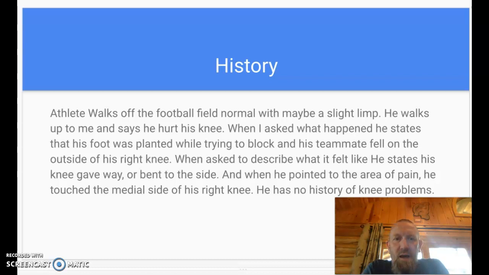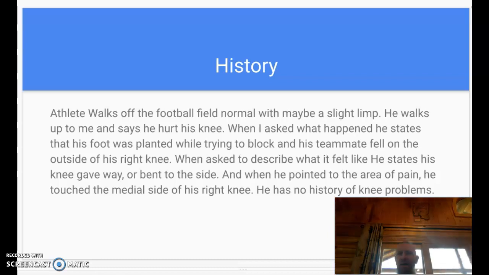So the athlete, a football athlete, was injured during a game. He walks up to me on the sideline, complaining that his knee is hurt. He is able to walk without a ton of limping. When I asked him what he did, he says that he had his foot planted and another athlete was blocked into him or falling on the side of his leg.